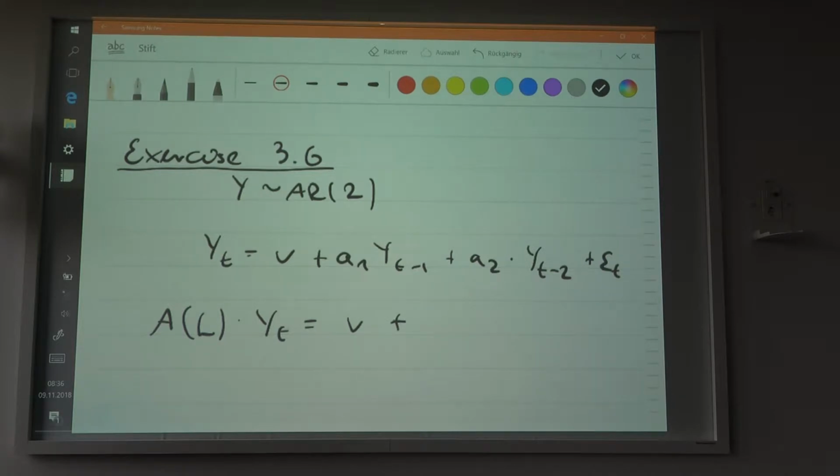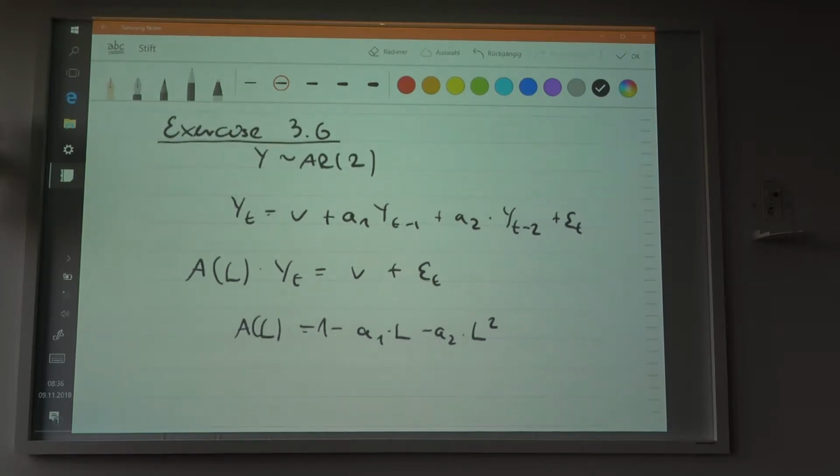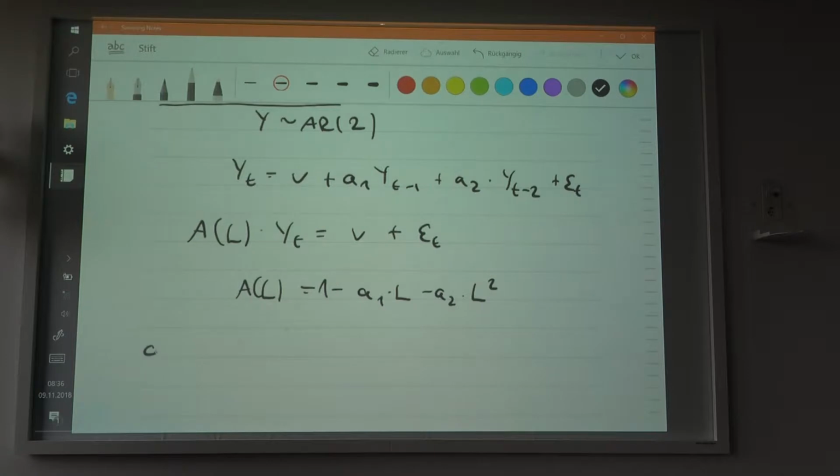Or if you write this in terms of the lag polynomial, the lag polynomial times y is the constant plus the noise, and the lag polynomial equals 1 minus a1 times L minus a2 times L squared. That's the representation that we get here. Now here in part C, we're supposed to calculate the correlation coefficient for lag 1 and the correlation coefficient for lag 2 using the Yule-Walker equation.